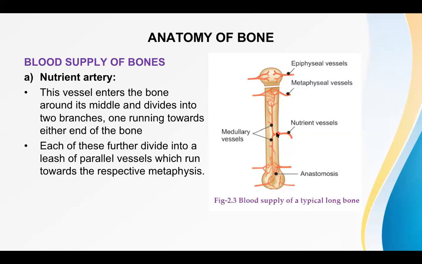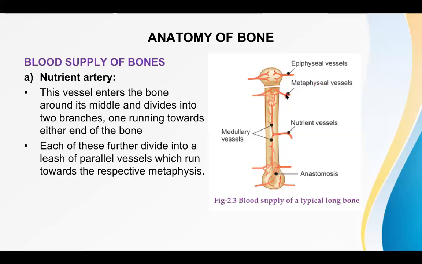This nutrient artery enters into the medullary cavity of the bone through a small foramen called the nutrient foramen in the bone. Through that nutrient foramen, it will enter inside. And after reaching the middle part of the shaft of the bone in the medullary cavity, it will bifurcate into two branches. One is going up, an ascending branch, and another is going down, a descending one. So this is called nutrient blood vessel. Another are metaphyseal blood vessels. See there? This area is metaphysis.